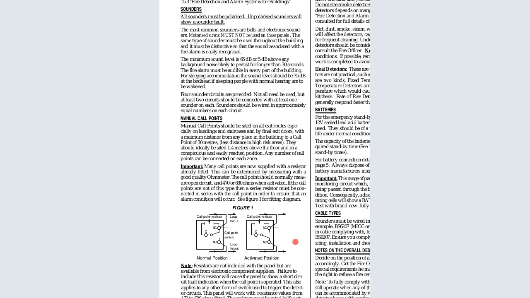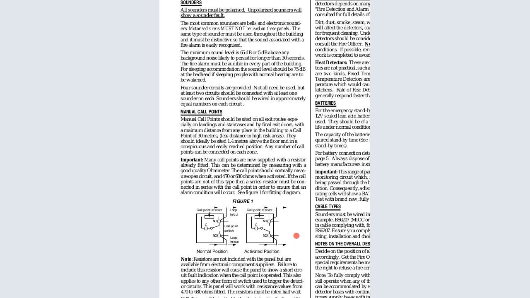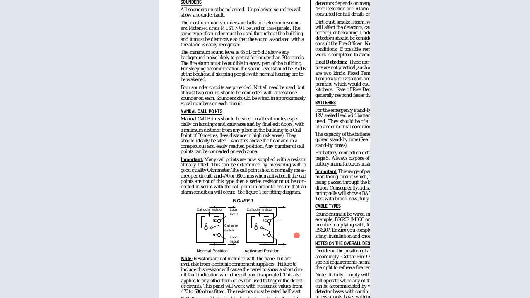Now, manual call points. The manual call points should be sited on all exit routes, especially on landings, staircases and final exit doors, with a distance from any place in the building to a call point of not more than 30 meters. They should ideally be sited 1.5 meters above the floor in a conspicuous and easily reached position.